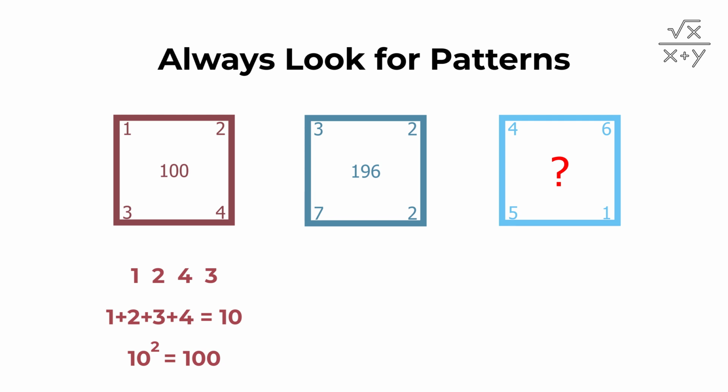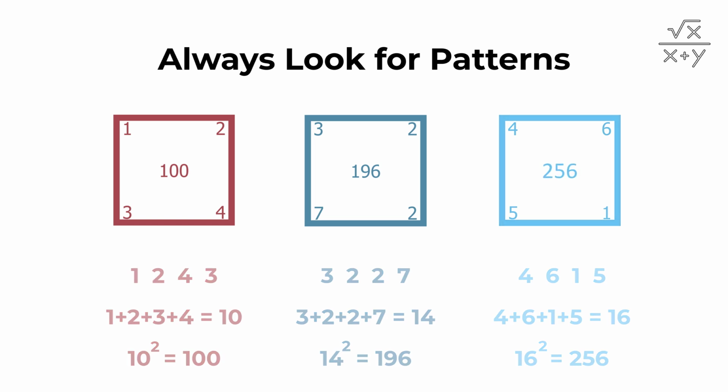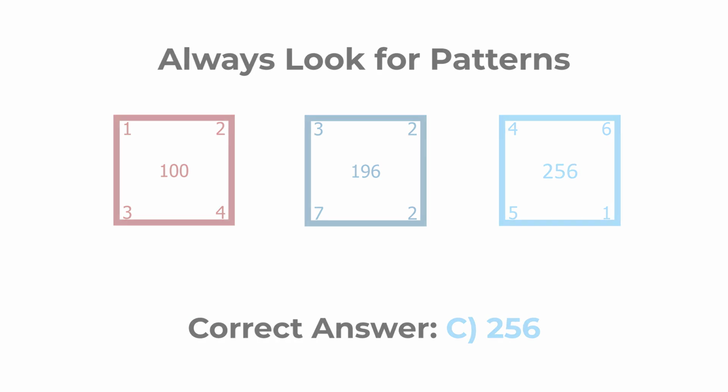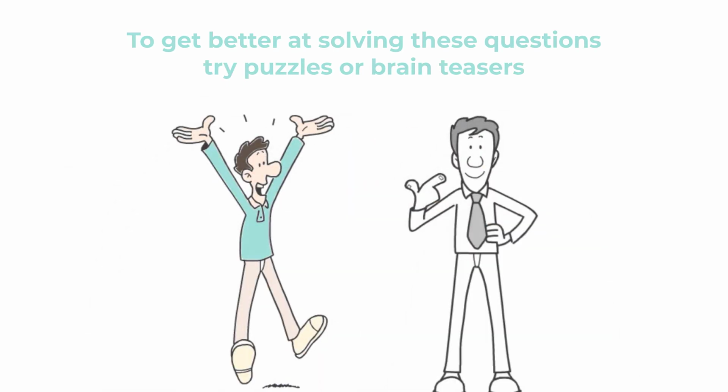The next one is the dark blue square. The sum of 3 plus 2 plus 2 plus 7 equals 14, and 14 squared is 196. And now the light blue square has the sum of numbers equal to 16, because 4 plus 6 plus 1 plus 5 equals 16, and 16 squared is 256. So the answer here is choice C, 256. Hopefully you've nailed this question and now know how to answer similar problems on the test.